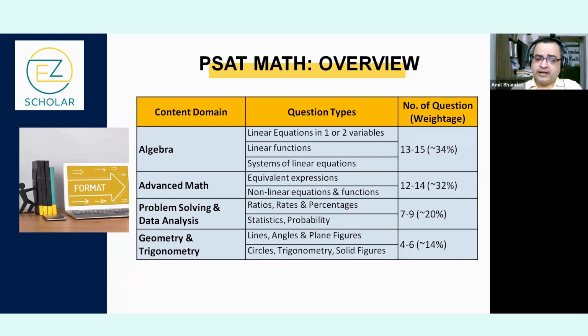Problem solving and data analysis includes topics such as ratios and proportions, percentages and rates that many of you would have studied in standard 6, 7, and 8. And it also includes some basics of statistics and probability. Not the advanced probability that you study in standard 11, but some basics at least you should be able to get correct. And finally, there are some questions, about 1/6 of the test, from geometry and trigonometry.